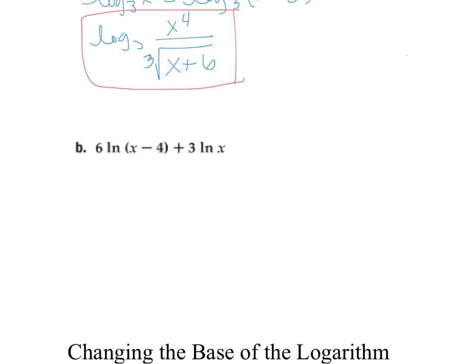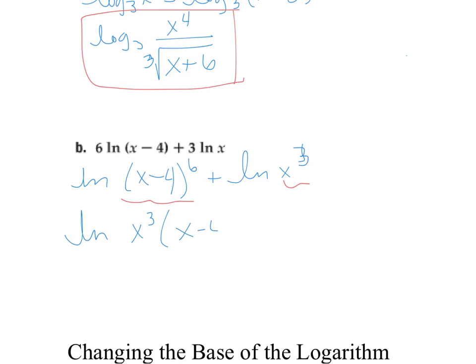Same kind of thing for part B. Any multiplier is going to become an exponent. So that's the natural log of x minus 4 to the 6th power plus the natural log of x to the 3rd. And then a sum can be written as a product. So now I'm going to have natural log of these guys I'm going to multiply together. The one with the fewest terms is usually what I put first. You can put either order, it doesn't matter. I'm going to write it as x to the 3rd times x minus 4 to the 6th.